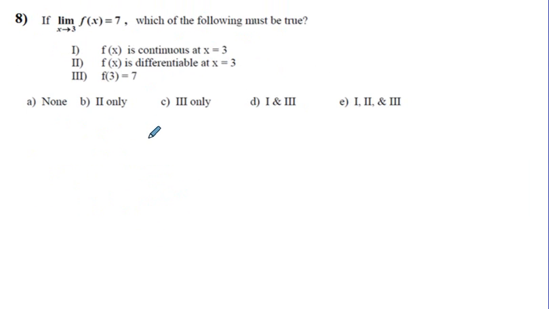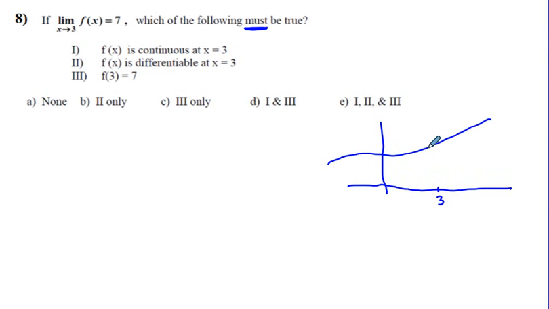If the limit as x approaches 3 of f(x) equals 7, which of the following must be true? The key word is "must." There are a couple of different ways for this to happen. One way is if we have a function that is continuous at x equals 3, f is differentiable at x equals 3, and f(3) equals 7. So if we have that right here, that is one way of meeting this requirement.